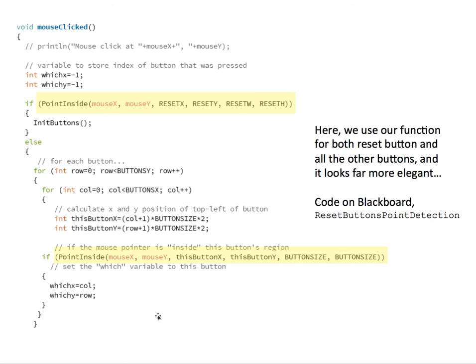So again, I hope you can see how doing it in this way makes the code much shorter and more elegant, but it also makes it much easier to understand. If you look at this section here, you can almost intuitively see that what this is saying is if the mouse x, mouse y, if the mouse is inside this region, then we initialize the buttons. So really, the code is almost self-documenting.